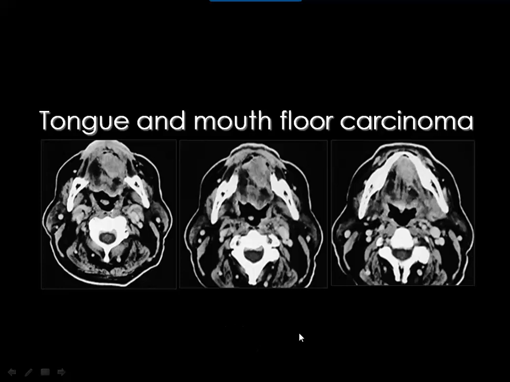Another example of carcinoma of the tongue and mouth floor. There is a mass in the anterior part of the tongue, and this mass has crossed the midline to the opposite side. It has infiltrated both GG muscles, the genoglossus on the left as well as the genoglossus on the right side.